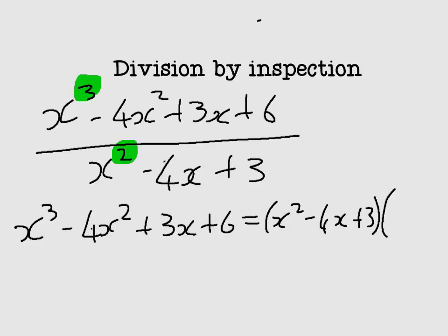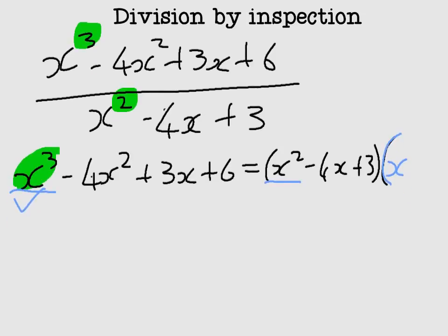And now what we're going to do is go term by term from left to right, highest power to lowest power. And we're going to see what do I need to times into this second bracket over here in order to get the same on both sides. So the first term is always easy. It's always what do I have to times my x squared term by to get x cubed. In this case it is just x. Right, so I've got my first term sorted.